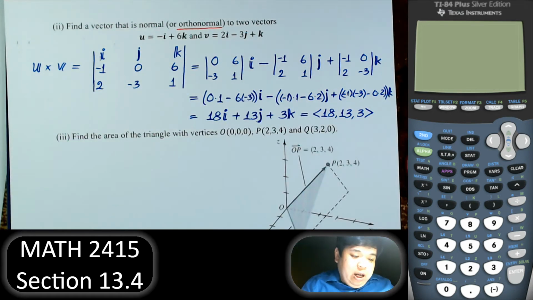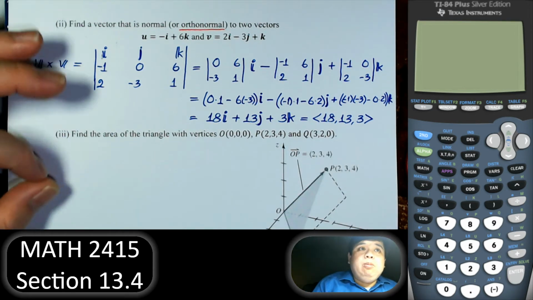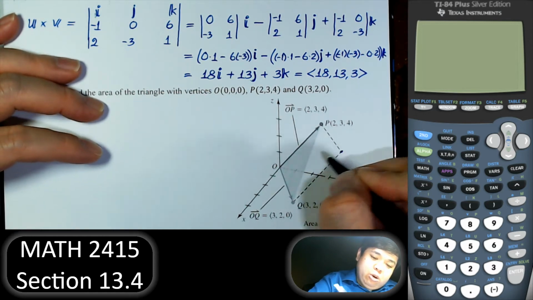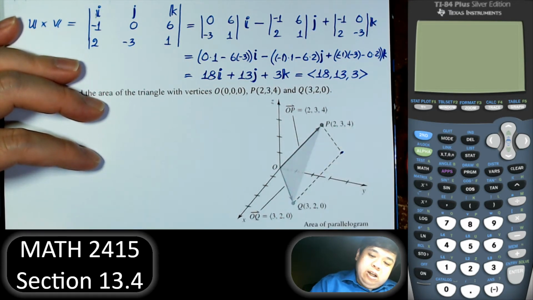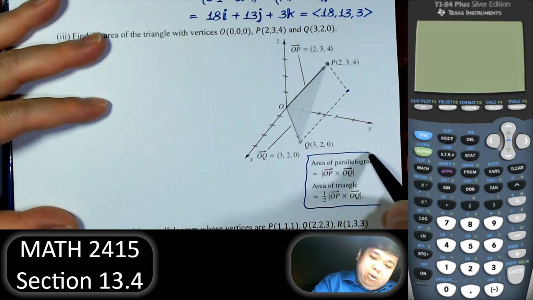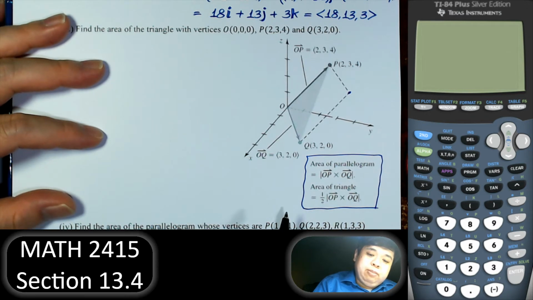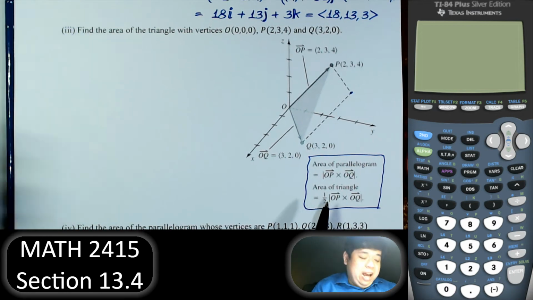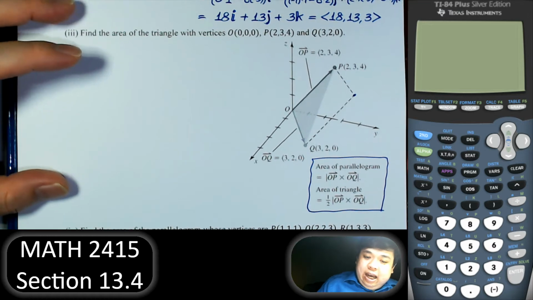Now, we have an example. Find the area of triangle OPQ. Let's say this is another point. This will form a parallelogram. So the area of the triangle is half of that. The area of the parallelogram is going to be equal to the magnitude of OP cross OQ. The area of the triangle will be half of that, so just half of the cross product. But first, we need to find OP and OQ.